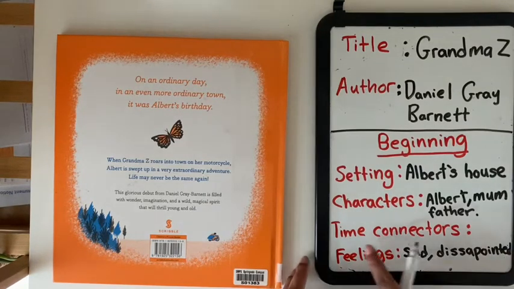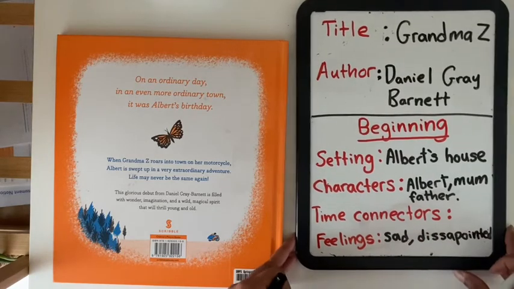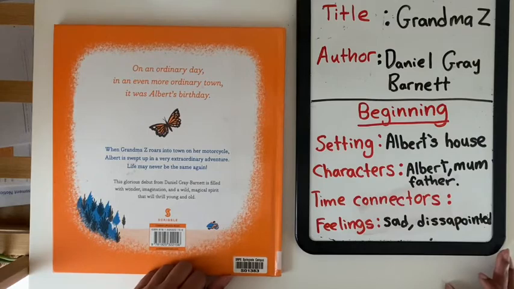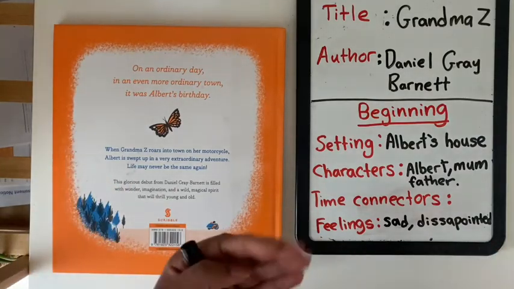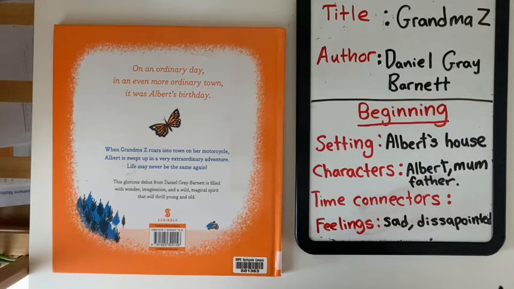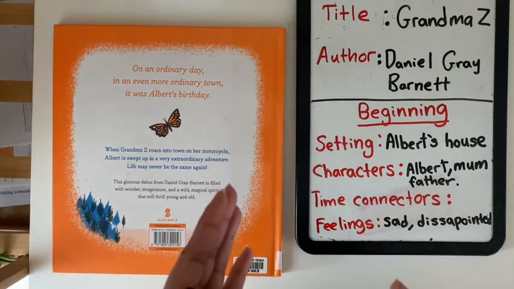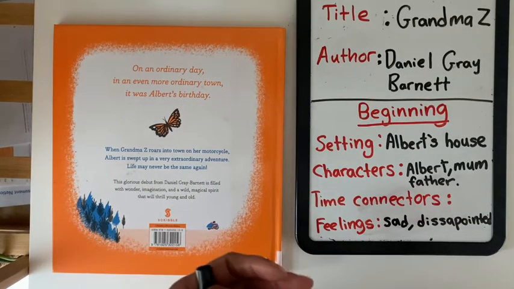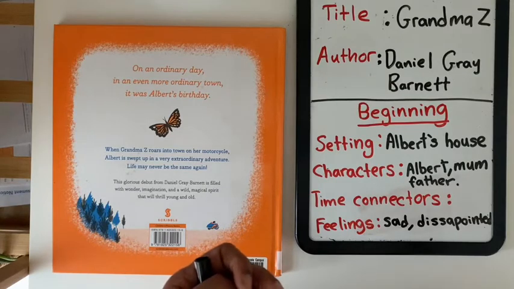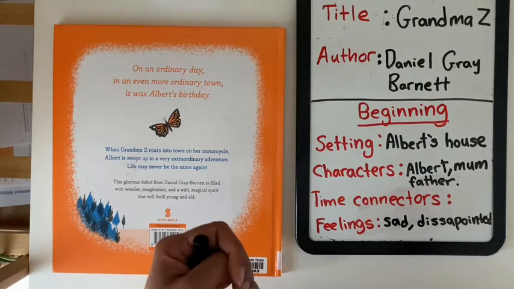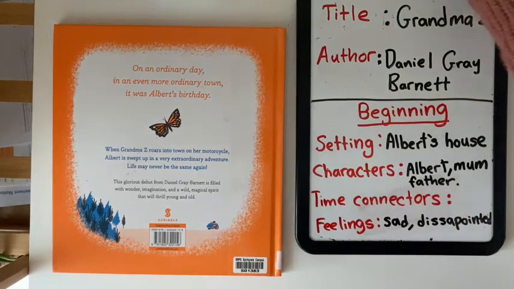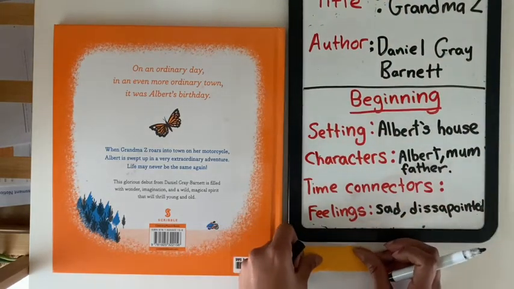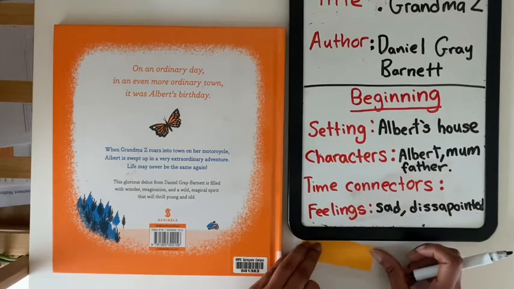Now, when you are retelling a story, you need to use time connectors. Now, time connectors are really important to piece all the information together, all right? So it links your beginning to your middle and to your end. So let's look at some of the time connectors we can use for the beginning of the story. I've got some pieces of paper here, and I'm going to write some time connectors at the bottom.